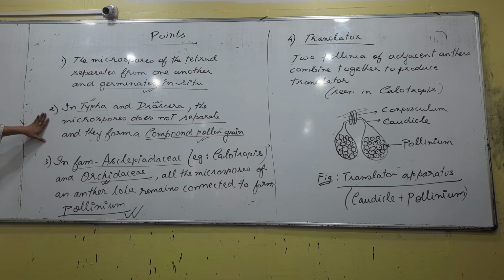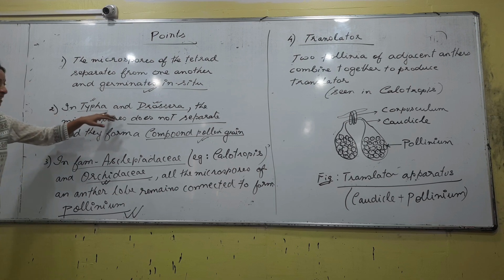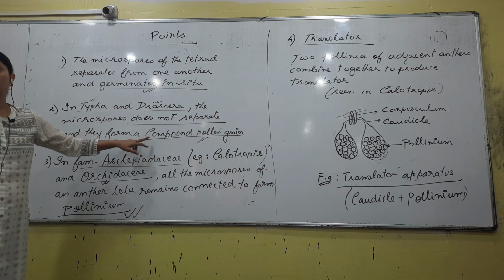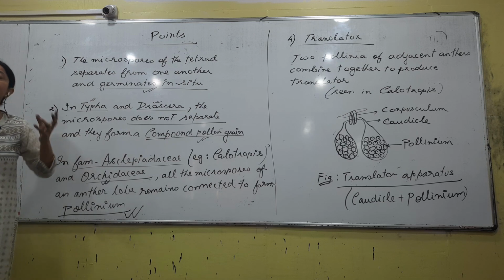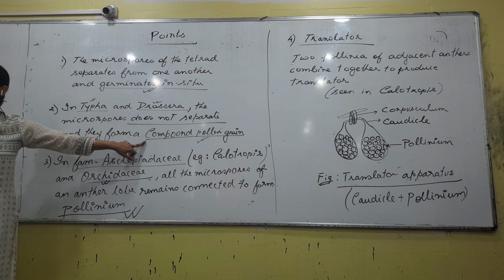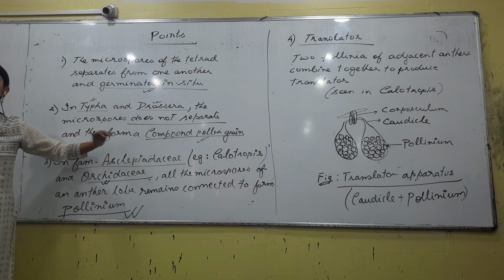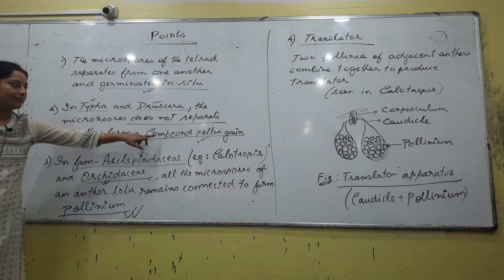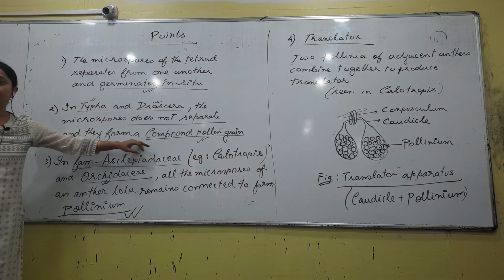Okay. Next, in Typha and Drosera, the microspores do not separate. Normally, microspores separate before pollination, but in these 2 cases what they form is something called a compound pollen grain. What is a compound pollen grain? Where the microspores do not separate and stay together with each other, that is what is called a compound pollen grain. The question could be, compound pollen grain is a characteristic of which plant, and the answer is Typha or Drosera. So especially these 2 examples and the word compound pollen grain, right?